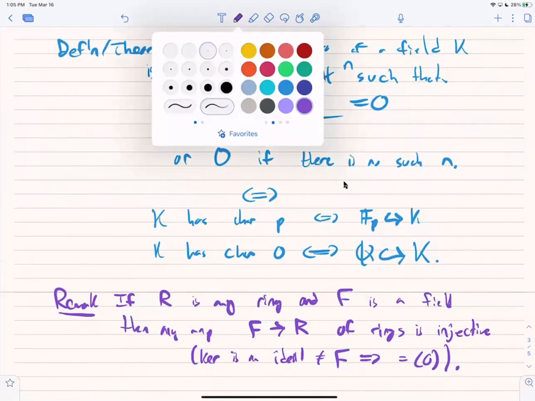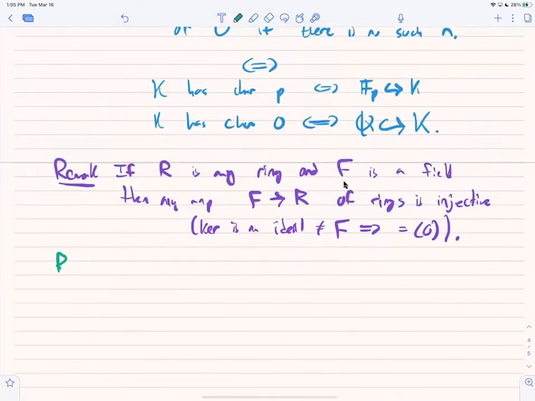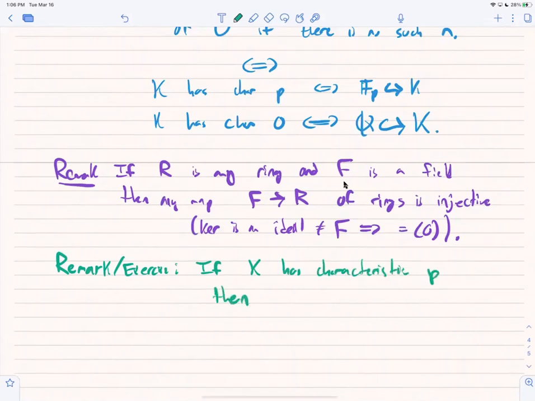Let me make another remark, a mini exercise. If K has characteristic p, then for any alpha in K, if I add it together p times, so alpha plus alpha plus alpha, p times, this is equal to 0.